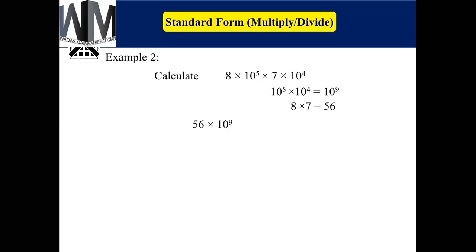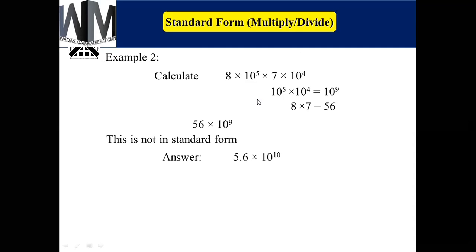But we must remember that this 56 is not the standard form. So when the question is given in the standard form, you are supposed to give your answer also in standard form. If you leave it here, then you will not get the mark. So 56 into 10 raised to 9 is not the standard form. Now you have to convert this 56 into the standard form. Right, Ali? So that will be 5.6 into 10 raised to 10.